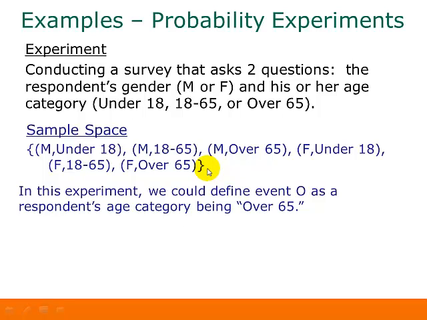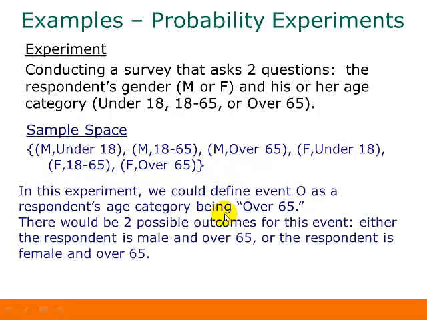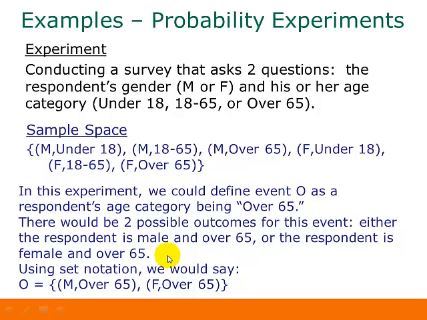Now, in this experiment, we could define an event O as a respondent's age category being over 65. There would be 2 possible outcomes for this event from our sample space. That would be either that the respondent is male and over 65, which would be this one, or that the respondent is female and over 65. So we could define our event O in set notation as those 2 outcomes, male and over 65 or female and over 65.